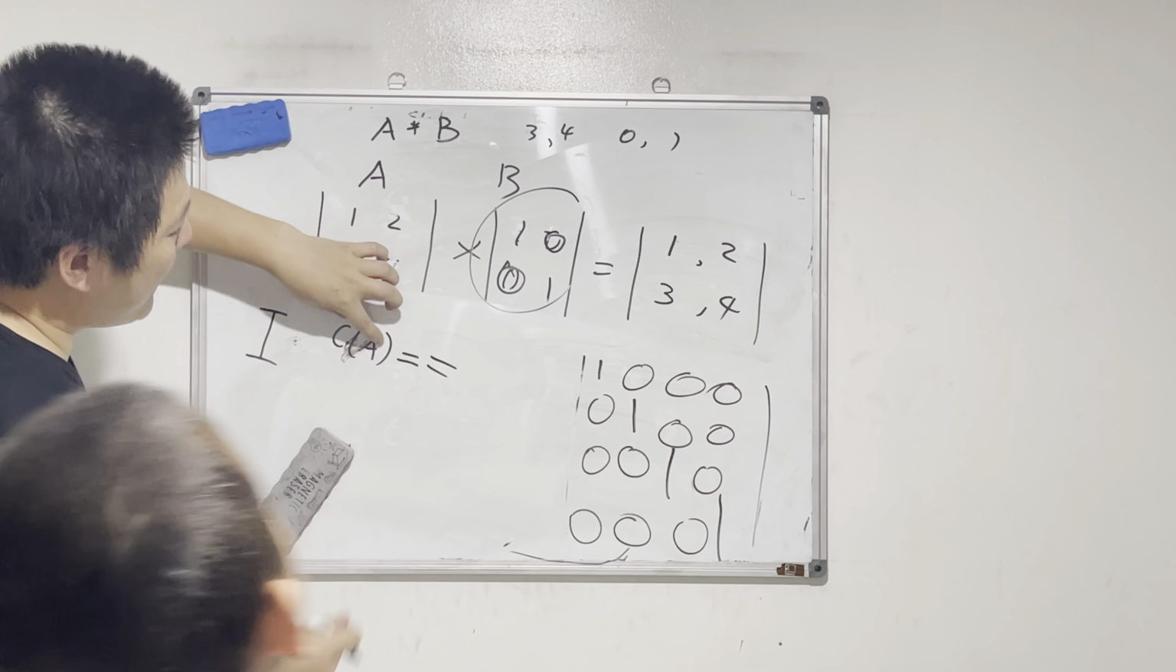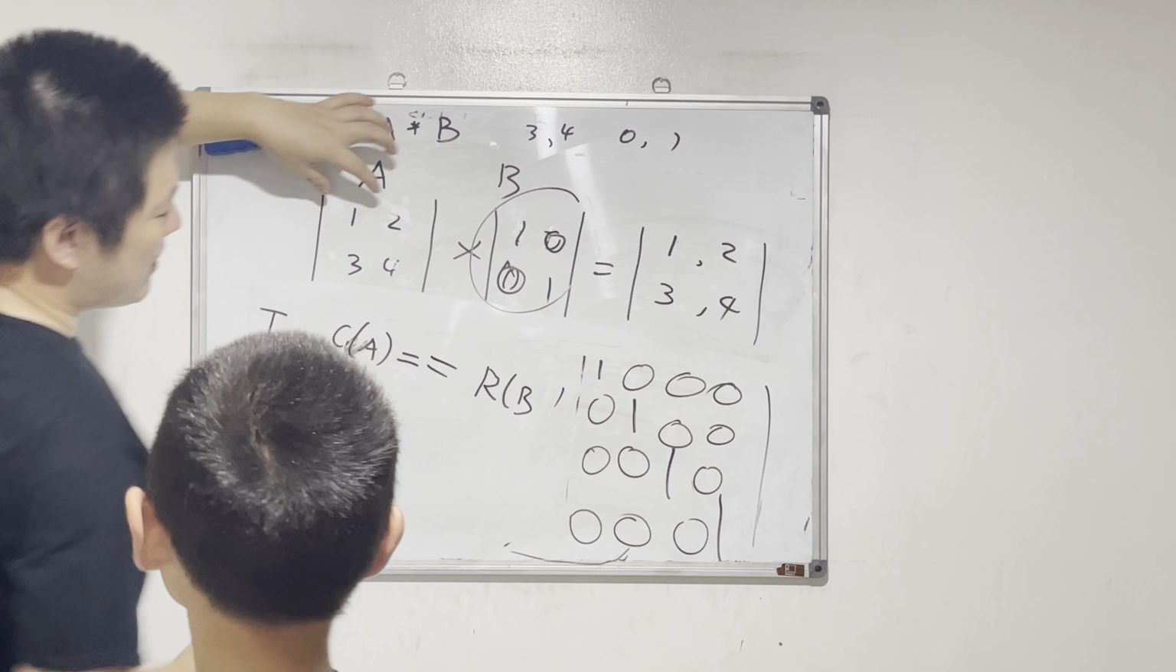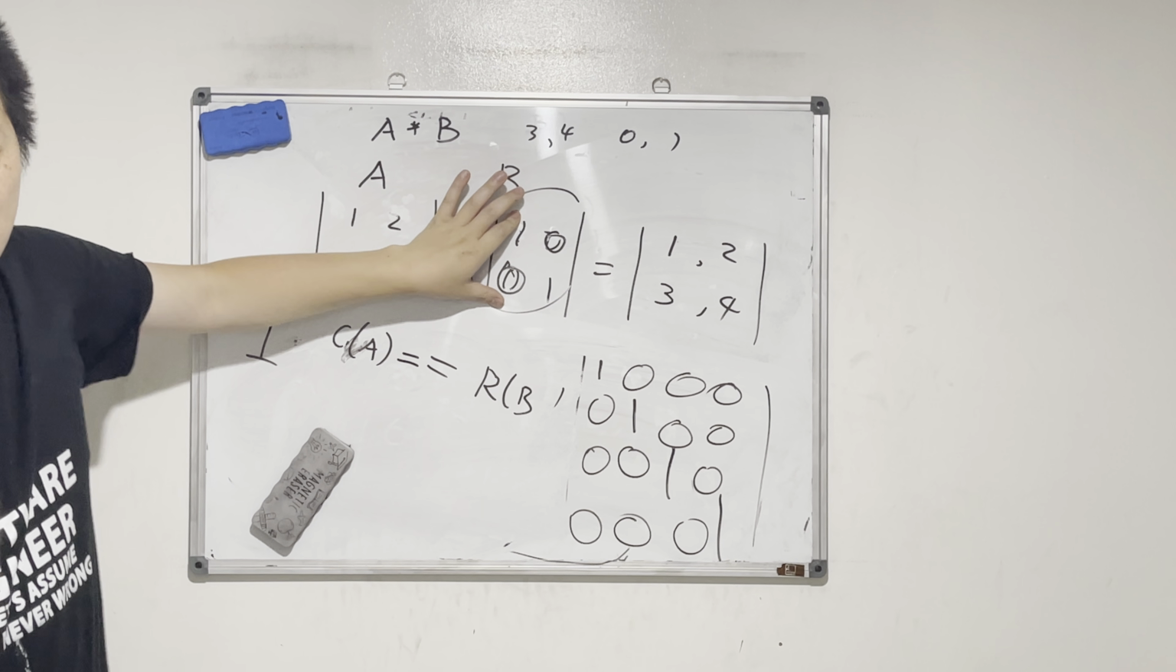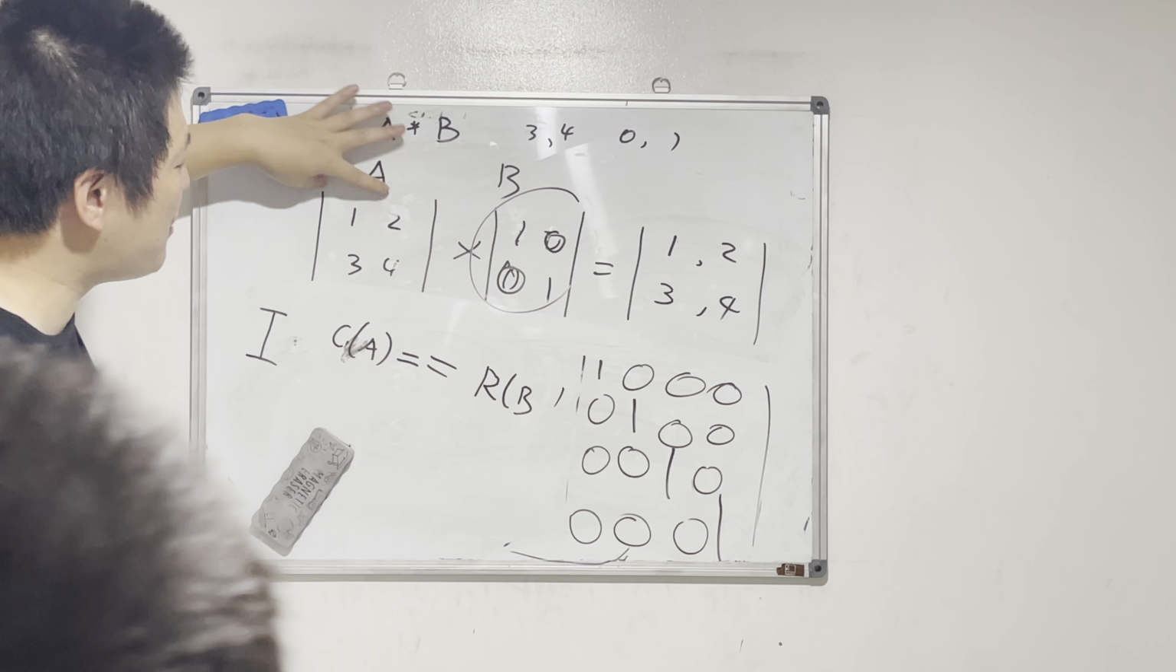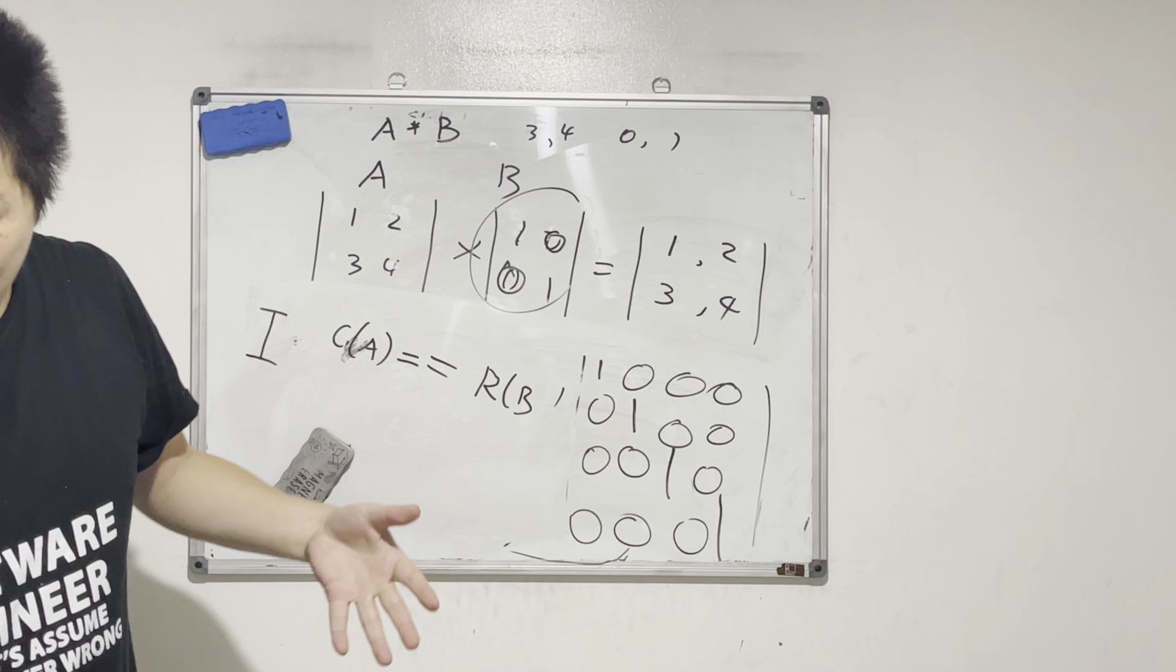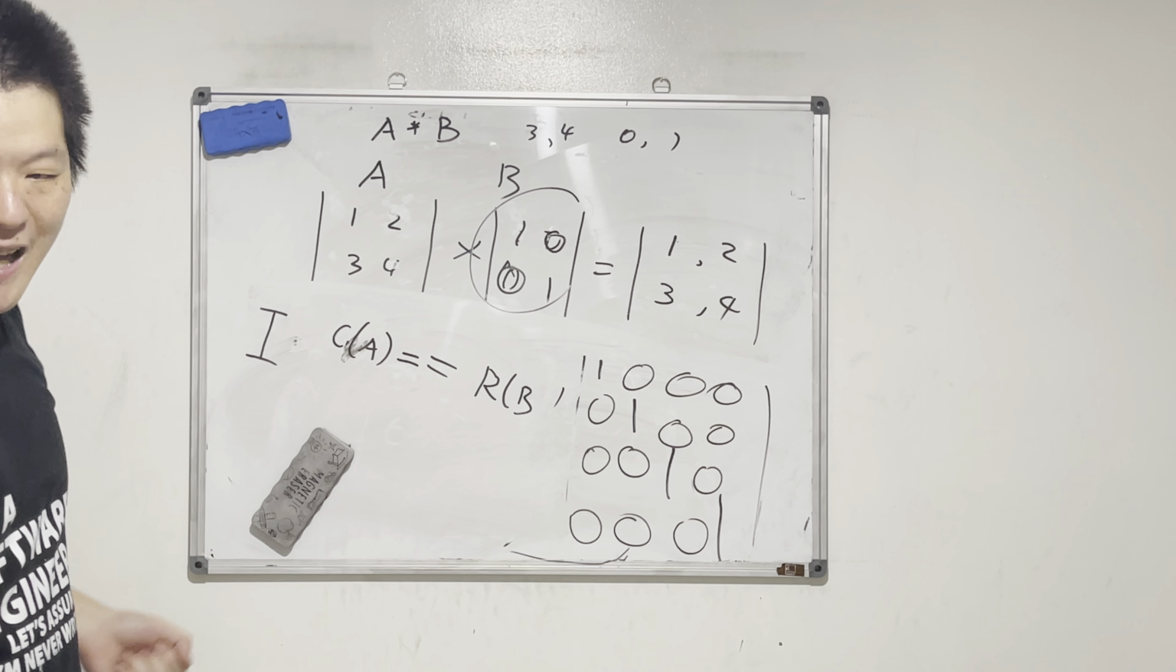Columns. Row B, yeah? The number of columns of A needs to equal the number of rows of B, right? If it doesn't equal, there's no dot product, you cannot multiply, okay? Got it? And what's the result?